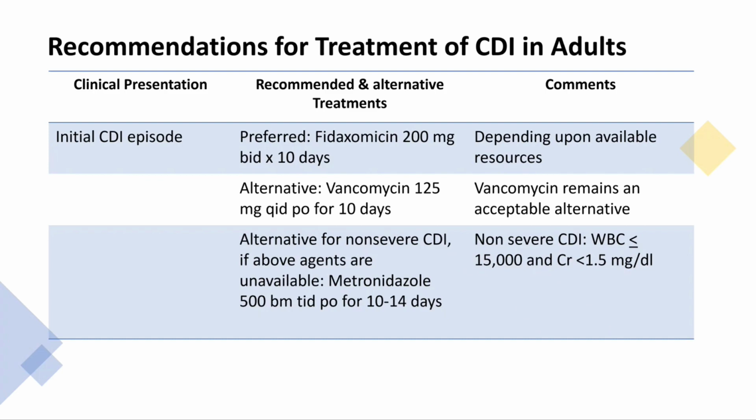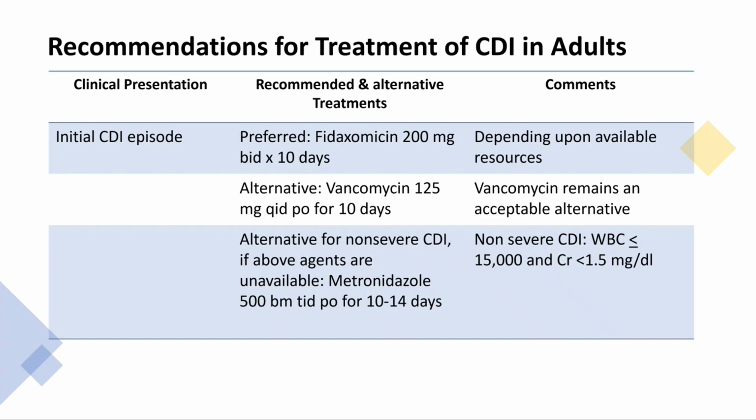And you can see as we go through these that fidaxomicin has taken a much bigger role in treatment of C. diff. So the preferred regimen now for initial CDI infection is fidaxomicin 200 milligrams BID for 10 days. And of course, that depends on the resources in your area and whether the patient can get fidaxomicin, which can be a challenge because it's an expensive drug and it's not always available in everybody's insurance.